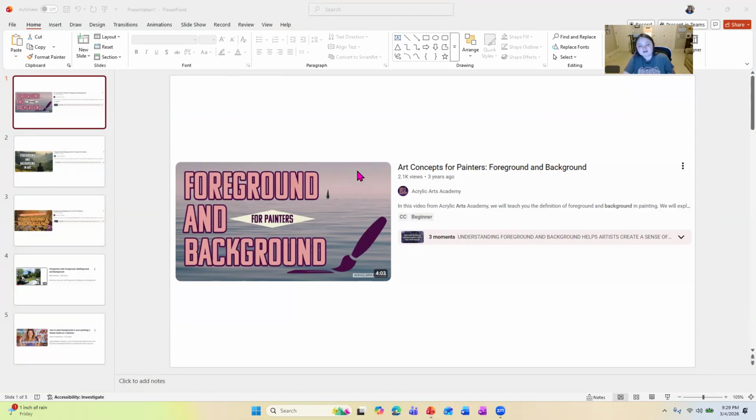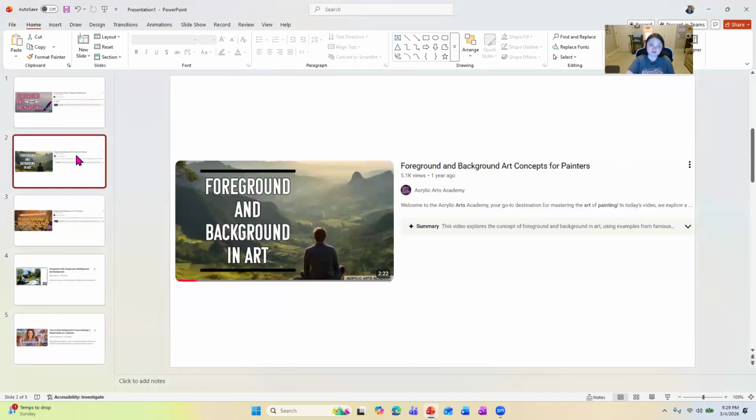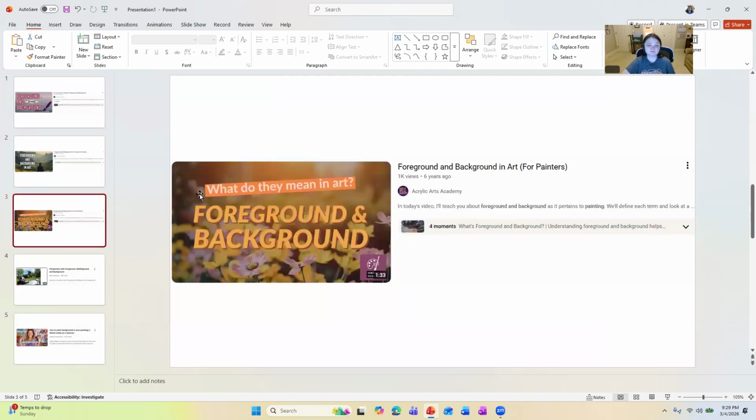This one is art concepts, foreground and background. This just talks about 2 of the 3 backgrounds, so it's a really good resource that doesn't talk about all of them. Next is also foreground and background, really cool, especially because we're going to be painting for the final project. Videos like these are really helpful. Again, foreground and background for painters, which is something we are going to be doing for our project. So also really helpful.